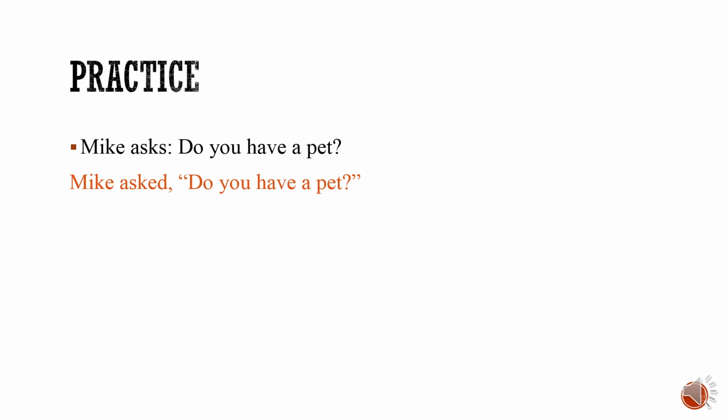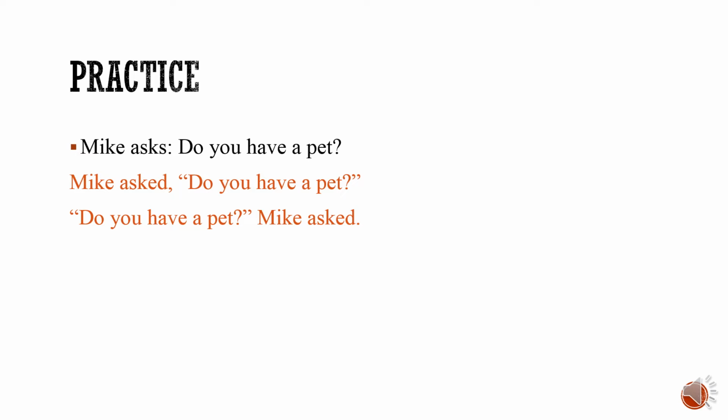Let's have some practice. So let's write a quoted speech here. Mike asks, "Do you have a pet?" You can pause the video to do so. So simply, this is the first way. Mike asked, "Do you have a pet?" And the second way is, "Do you have a pet?" Mike asked. So this is simple.